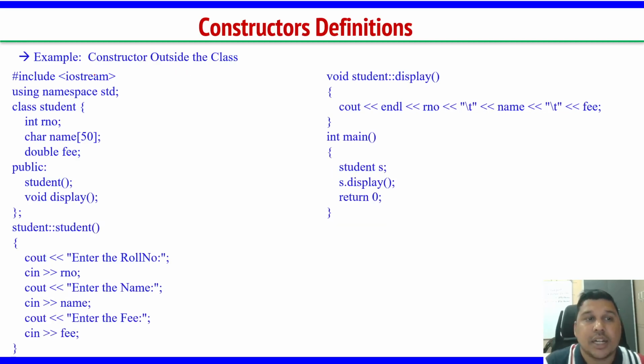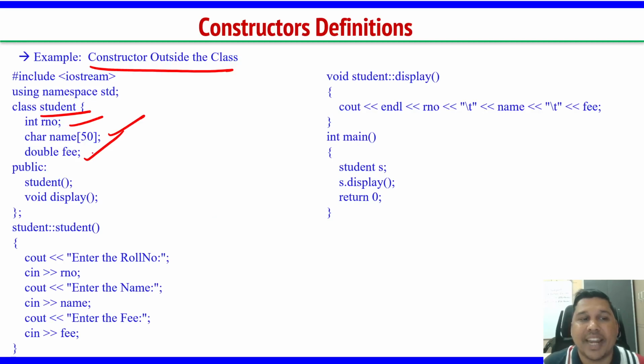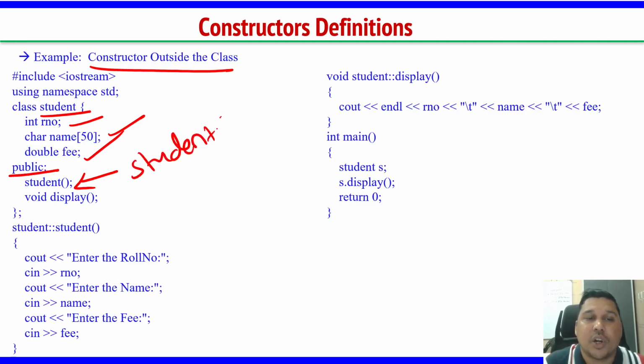Let's see the next one, constructor outside the class. Same program. I have a class student with the three variables roll number, name and fee. In public, I just gave the declaration of the function. I wrote Student() and that's it. There is no body of the constructor. Then normally I have void display. I think you are aware of this.